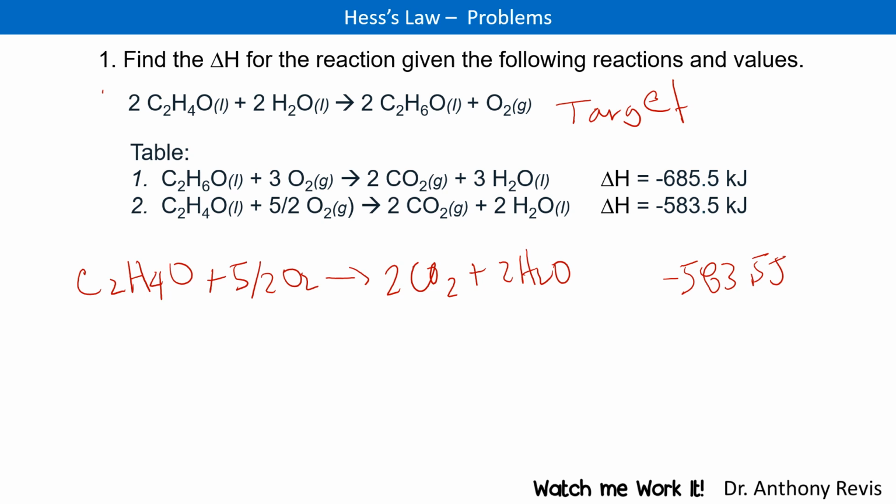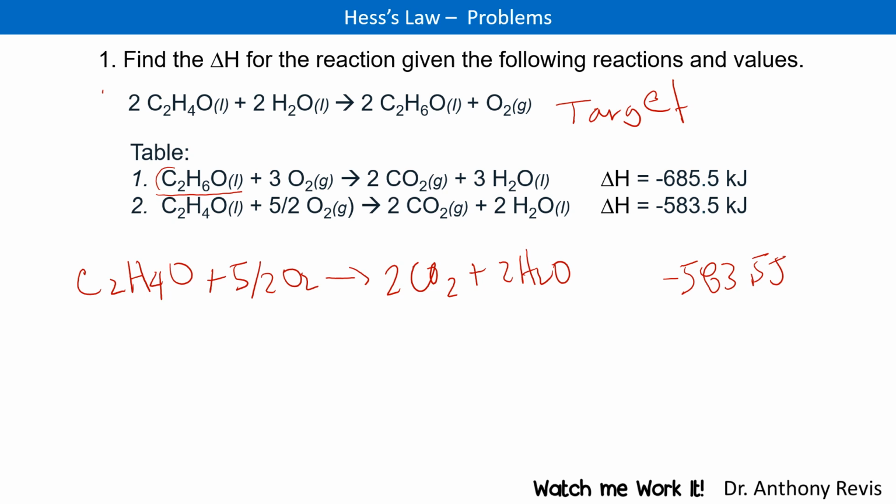We have water on the left side here. Now, I tend to skip water and oxygen if I have something else in there. So I'm going to skip and go straight to C2H6O on the right side here. I'm going to look for the equation that has C2H6O. There it is right there. C2H6O, we have it. But it's on the left side. I need it to be on the right side. So that means I'm going to have to flip this equation.